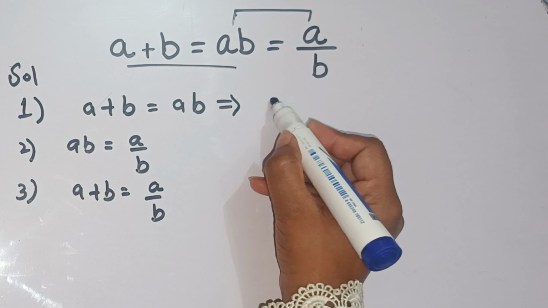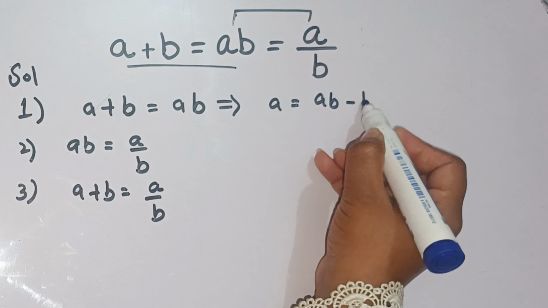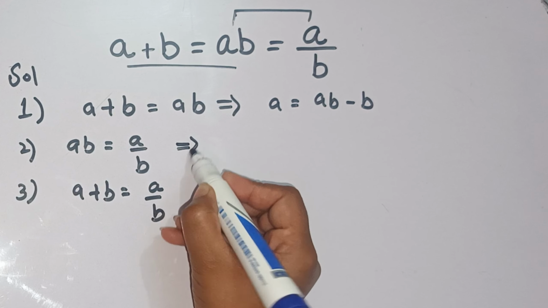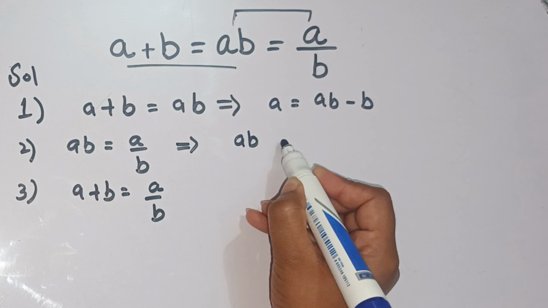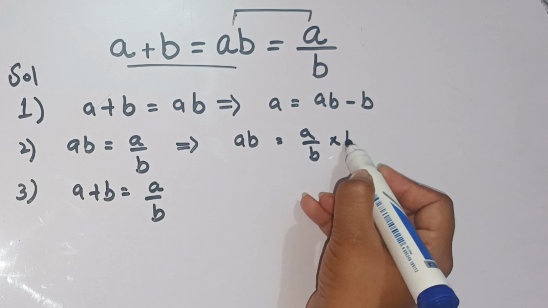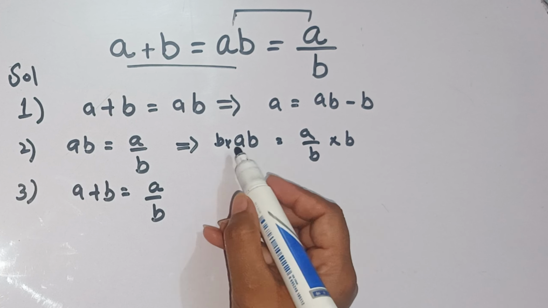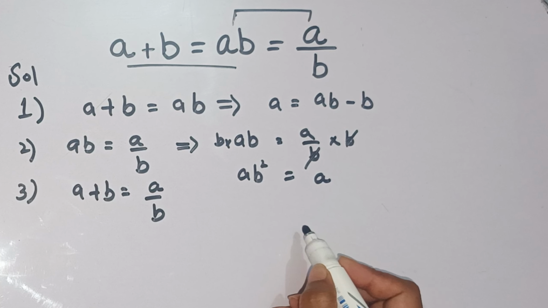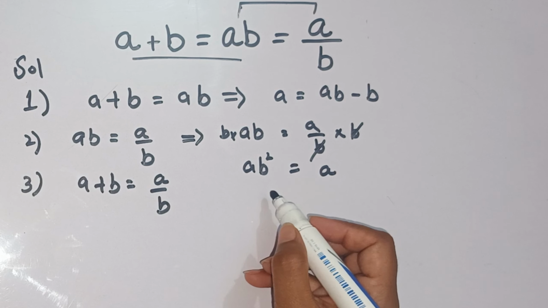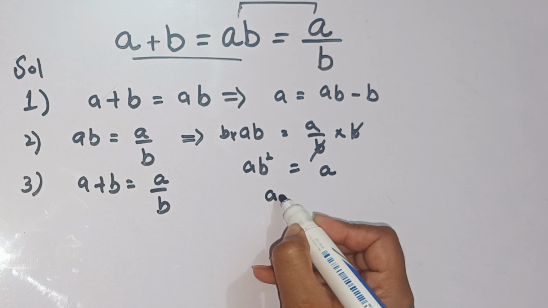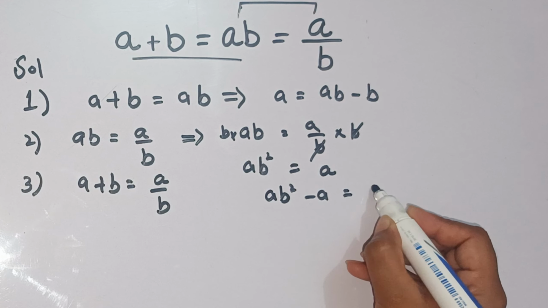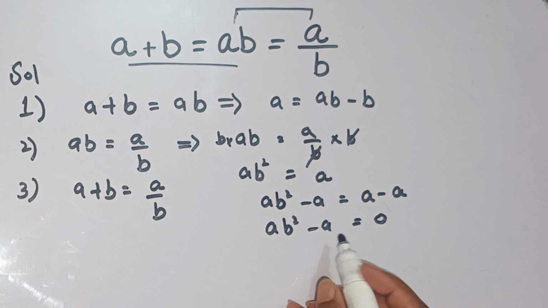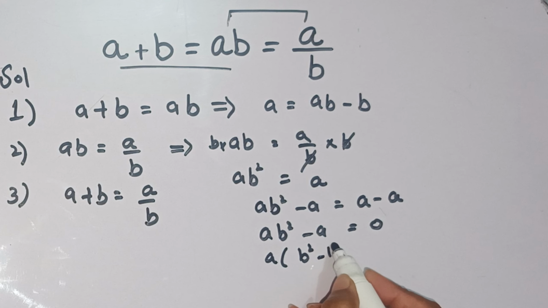So equation 1 implies a is equal to the product ab minus b. Now look at this part. If we multiply this equation by b on both sides, the product ab is equal to a over b, multiplied by b. So here we get ab square is equal to a, since the b cancels. Now subtract a on both sides, so we get ab square minus b is equal to a minus b. So this will become ab square minus a is equal to 0. We can write this as a times b square minus 1 is equal to 0.